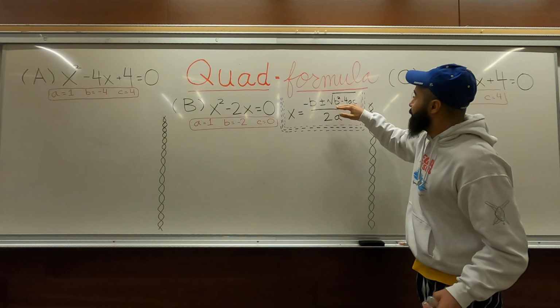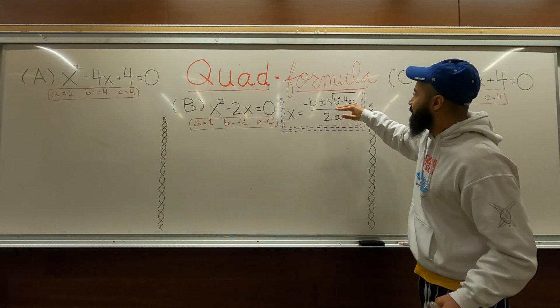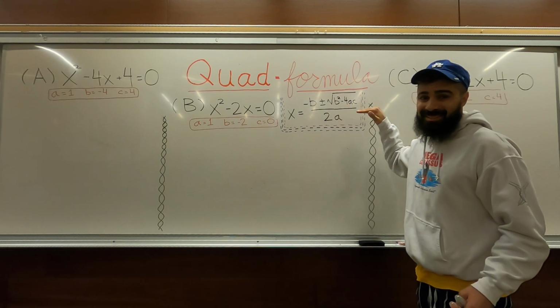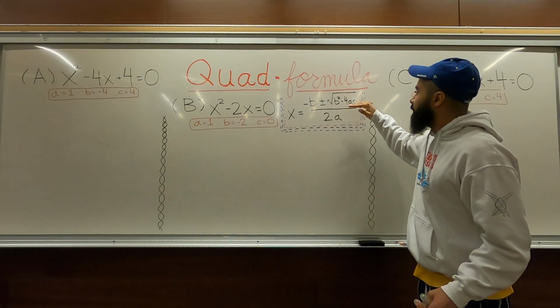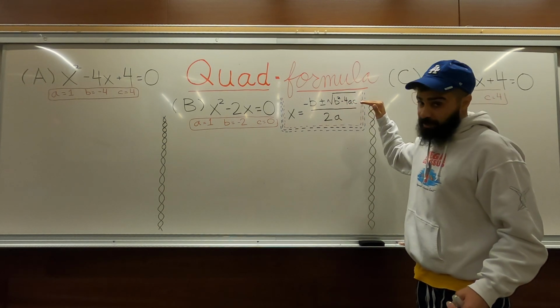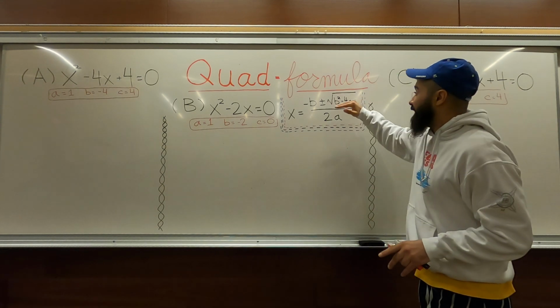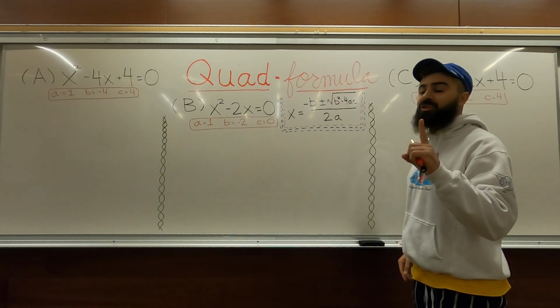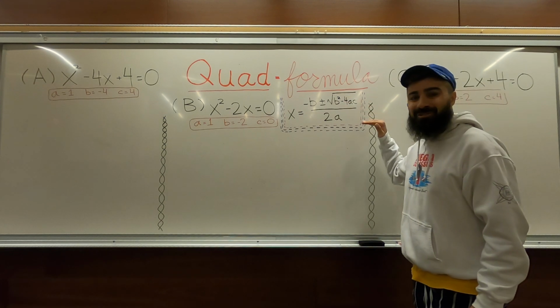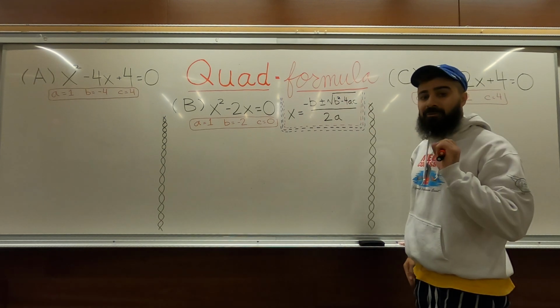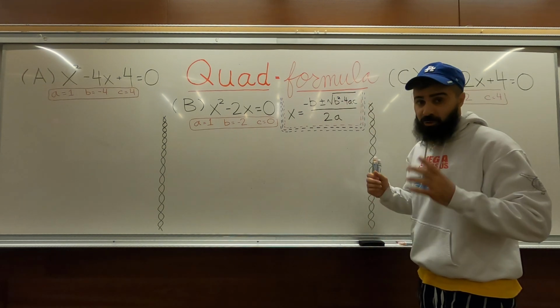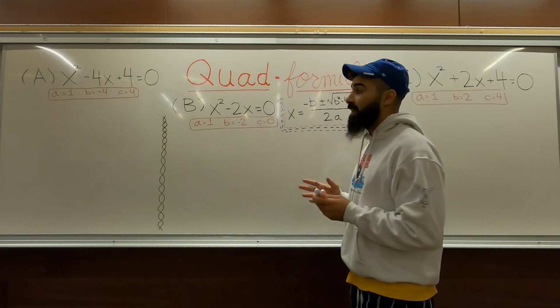X equals negative b plus or minus square root b squared minus 4ac all over 2a. Now, the b squared minus 4ac is called the discriminant. Whenever this number is positive, it's bigger than 0, you're going to have two real solutions. Whenever that number is 0, you have one real solution. Whenever that number is negative or less than 0, you have 0 real solutions, and you only have complex solutions, which we're not going to really get into today.